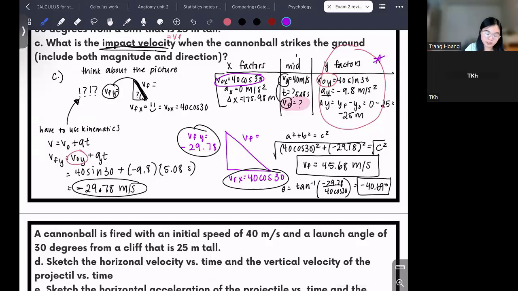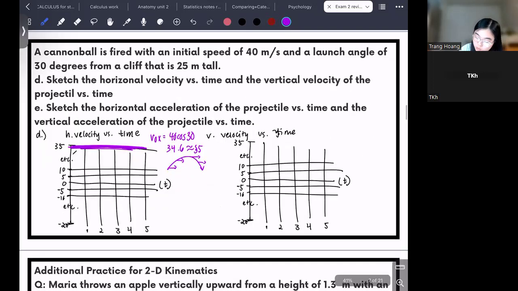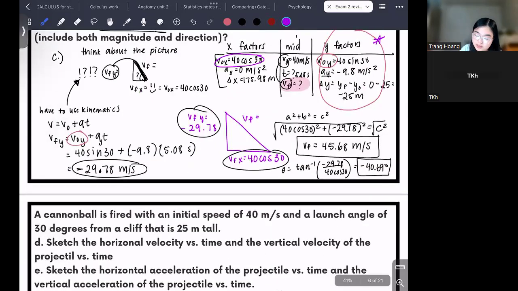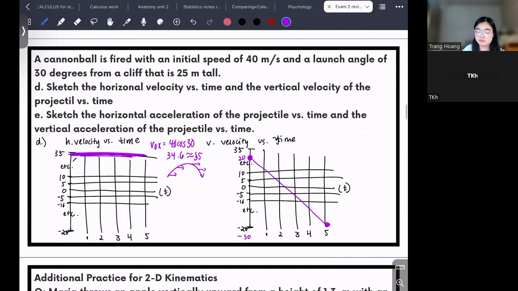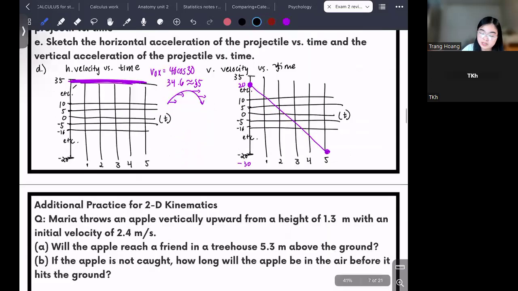So we go to our y factors right here. It's going to be 40 sine 30. So we start off with 20. So I'm going to do 20 somewhere here, and then at time 5, we know that we end up with VFY of negative 30. So 5 is going to be negative 30, all the way down here. And so we can just connect these dots. You can also do more dots between, but it's just trying to make sure you understand that things are happening and that you recognize that there's this pattern going on.